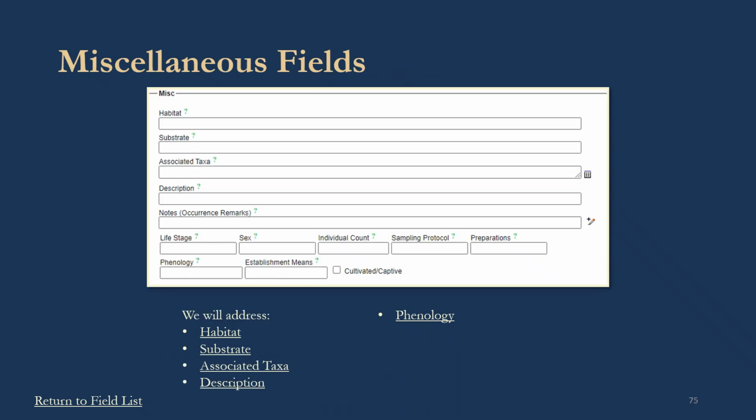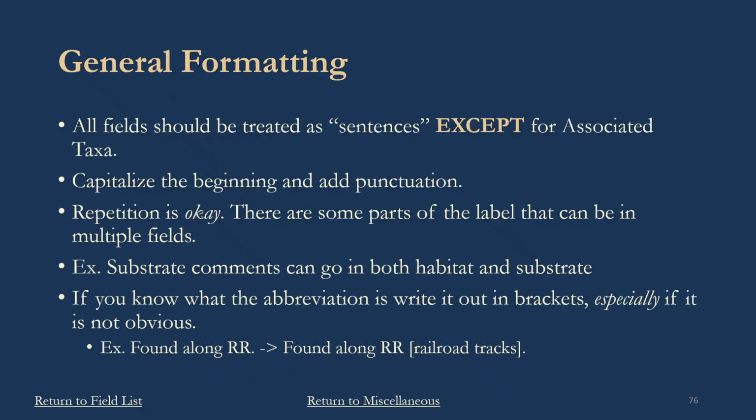We will now address the fields found in the miscellaneous section. In terms of general formatting for the miscellaneous section, treat these fields like sentences apart from the associated taxa field. This means capitalization at the beginning, punctuation, and a period at the end. Repetition in the miscellaneous section is okay. Some portions of the label may be applicable to multiple fields. For example, substrate comments in both the habitat and substrate fields.